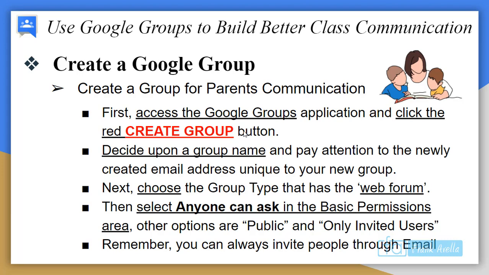Then choose the group type. So maybe this is a web form. You want to have like a web form discussions, and then select that anyone can ask in the basic permissions. Other options are public or only invited users, so anyone can ask to be in a group. Remember, you can always invite people through email, and that's just say anyone can ask to be in a group.